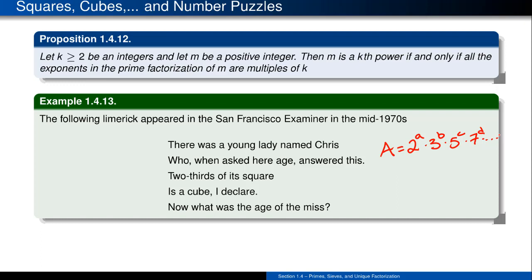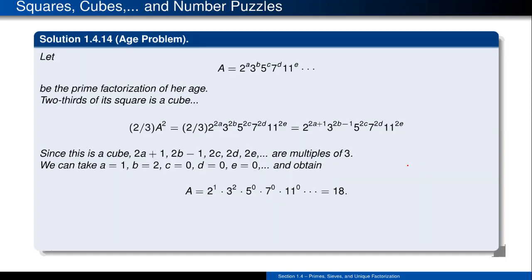What I want to do next is think about taking 2/3 of its square. So I'm going to take 2/3 multiplied by a squared. I actually did that on the next slide, so let's go ahead and see what that looks like. So, 2/3 of its square.